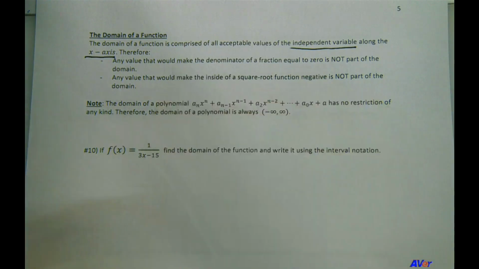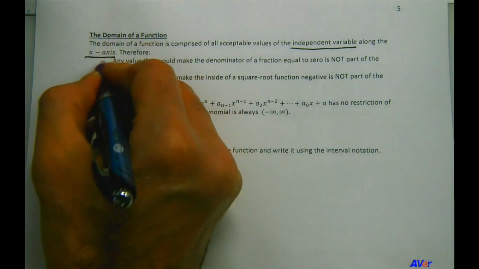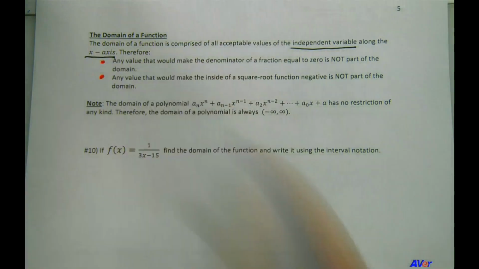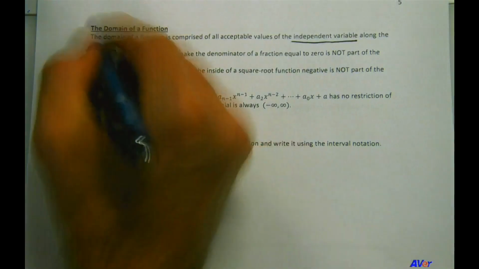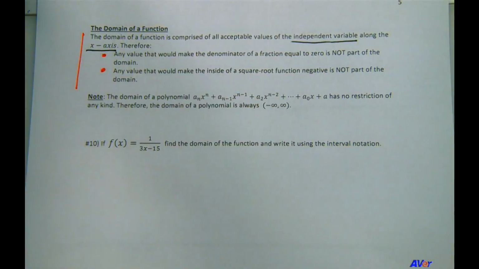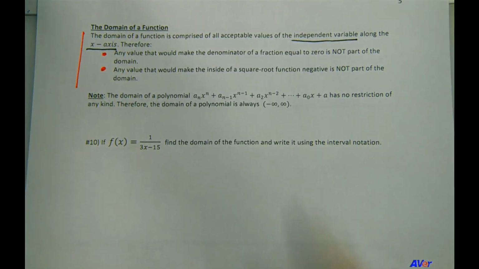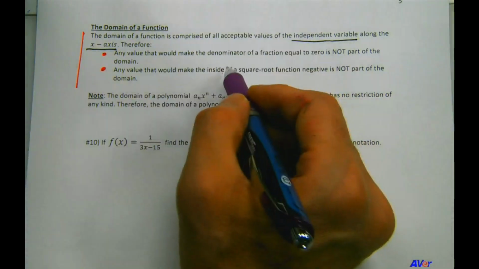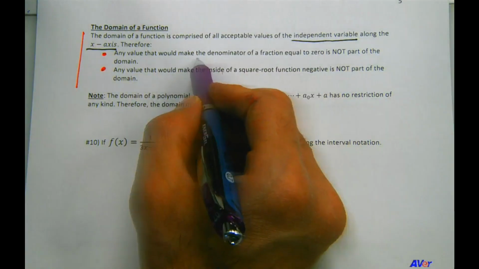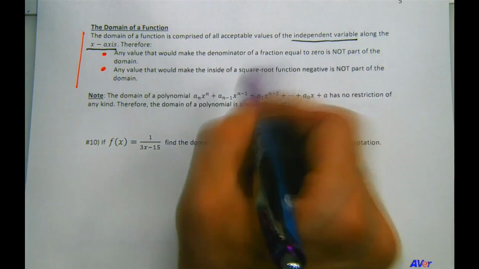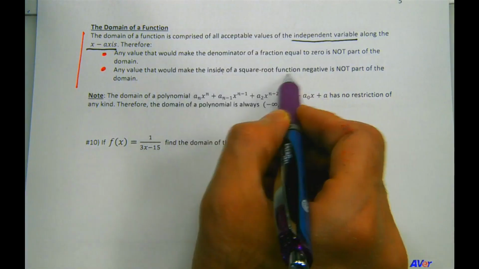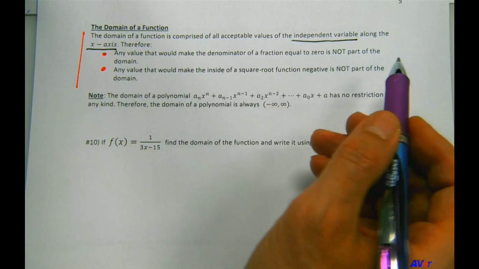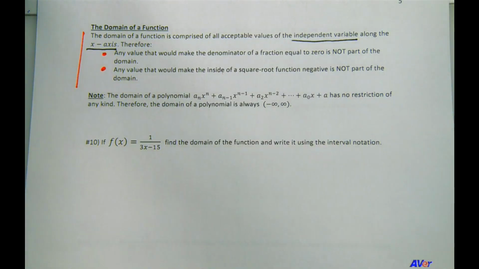So part of these worksheets is for you to also read. Not all of these worksheets have to do with solving examples, but I've put things for you to read and remember as we solve domain problems. So this is exactly saying what I was saying a few seconds ago, that the denominator of a fraction cannot be 0, and inside of a square root function can never be negative. Okay. All right.